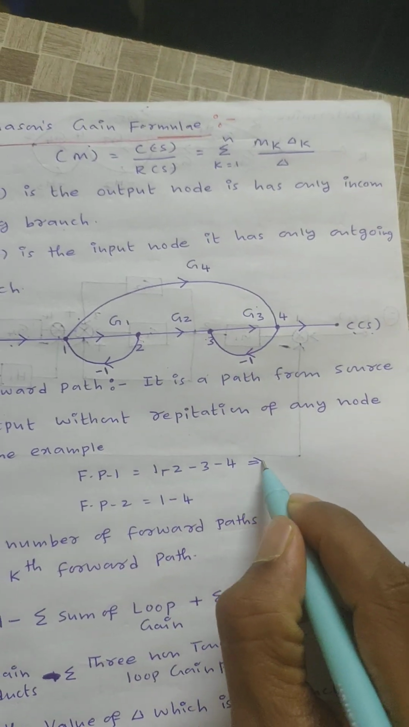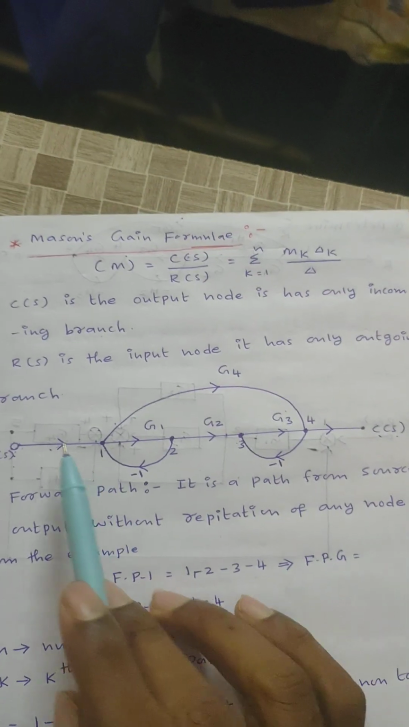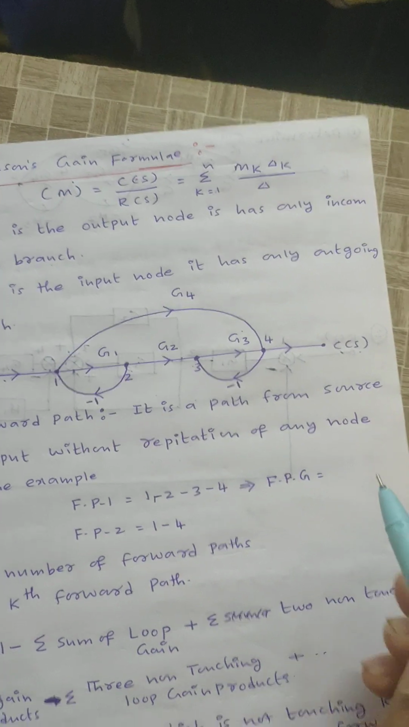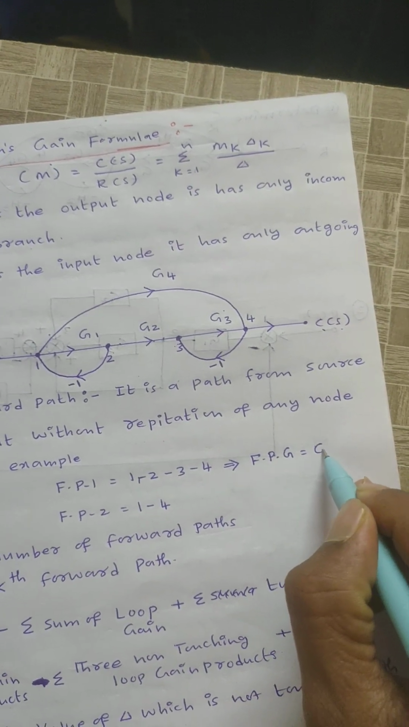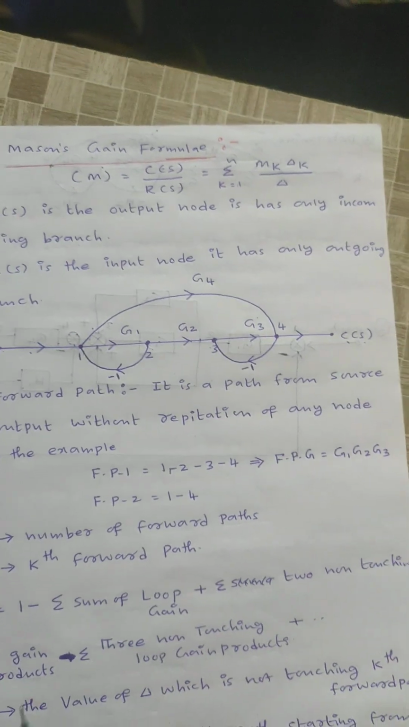If we consider the forward path gain, it is the product. Here it has G1, G2, G3, so the forward path gain is G1 G2 G3. That is one forward path.